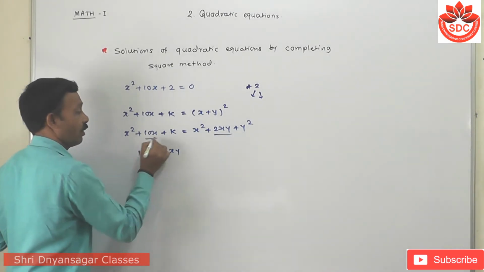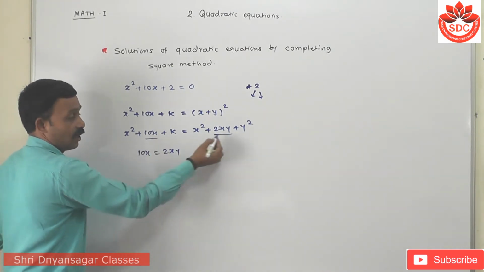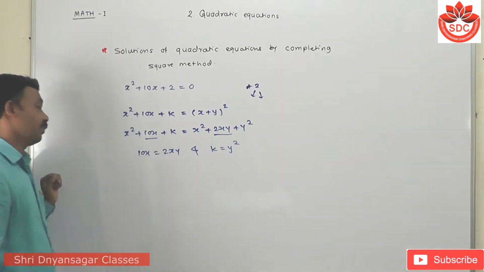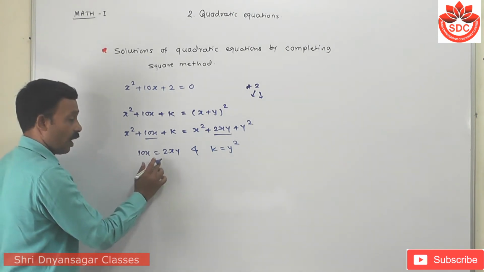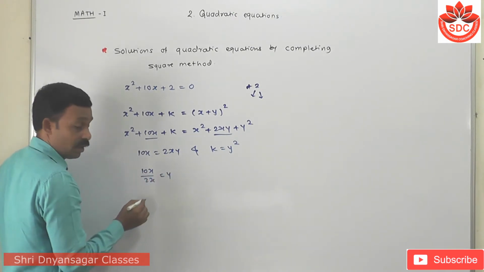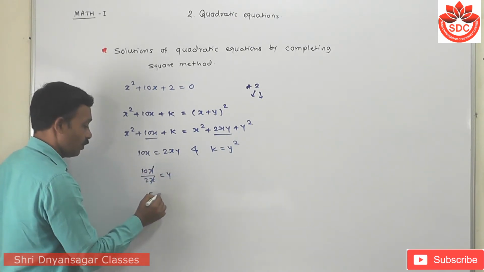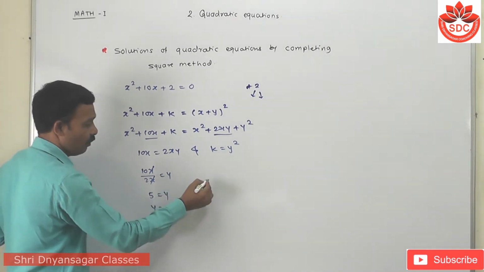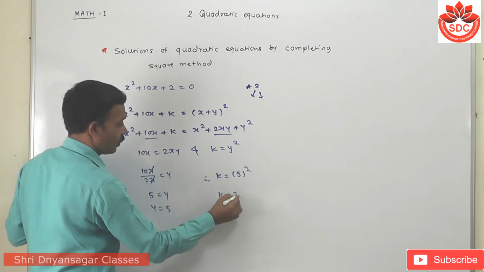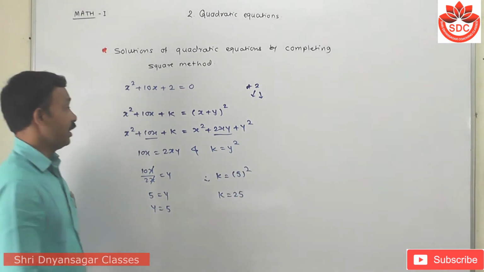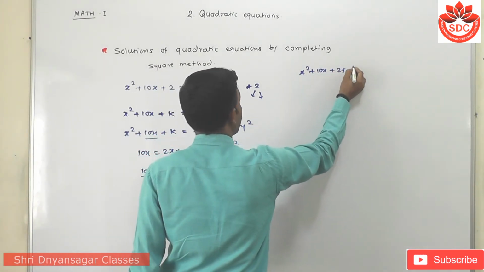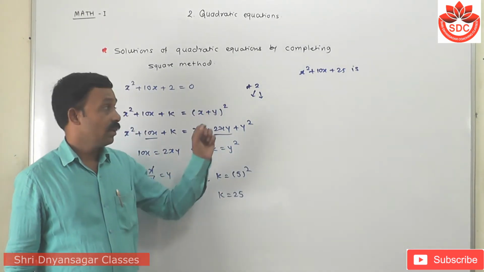How do we come to this? Look carefully. 10x is the middle term, and k is equal to how much? y square. From this we can find the value of y. How? Transposing, we get 10x upon 2x is equal to y. This x gets cancelled, so 5 is equal to y. When we put this value in, k is equal to 5 square, so k is equal to 25. So x square plus 10x plus 25 is a completing square.